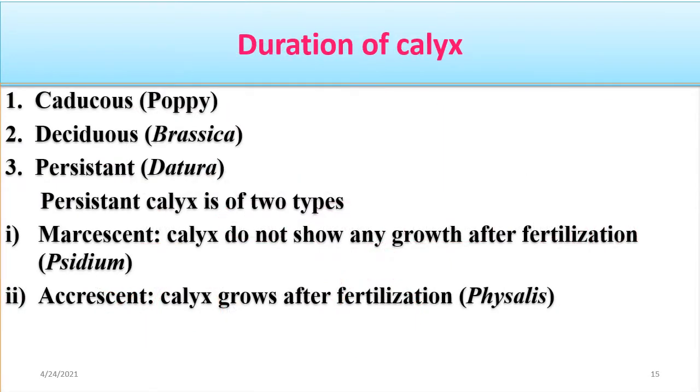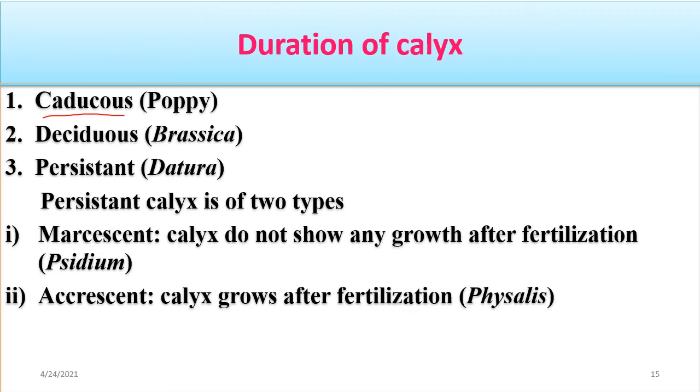The next characteristic is duration of calyx. Duration of calyx means what? After fertilization, whether the calyx remains along with the fruit or not, that is called duration. So caducous means this calyx suddenly drops down just after fertilization. It does not remain along with the fruit.